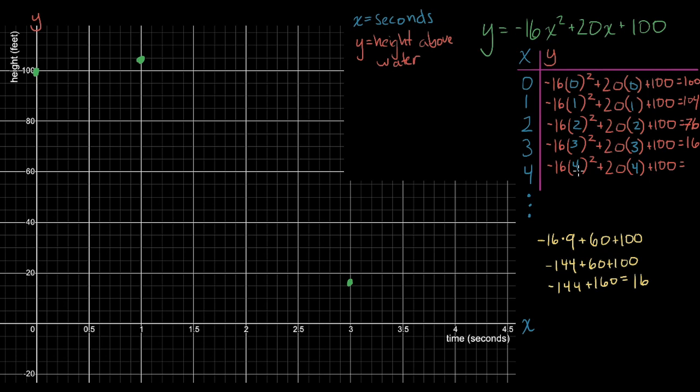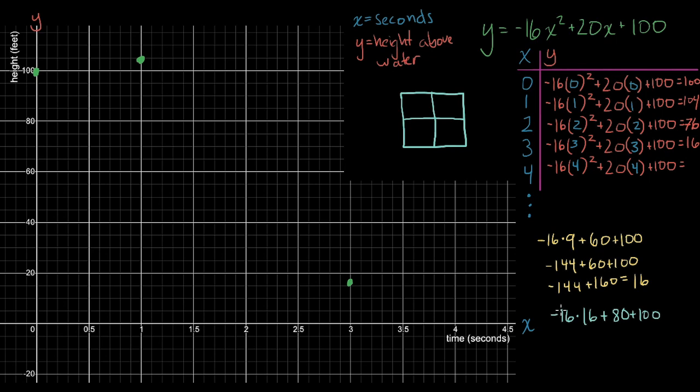Negative 16 times 4 squared. 4 squared is 16, so that is negative 16 times 16 plus 20 times 4 is 80 plus 100. I don't know negative 16 times 16 off the top of my head, so I'm going to use the area model. And remember, with the area model, we make ourselves a rectangle here, and we're going to fill it in with the values of multiplication once we break it out.